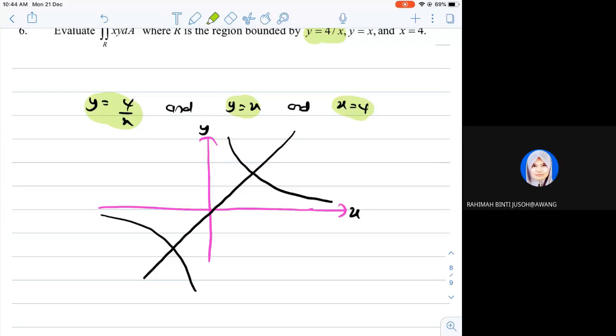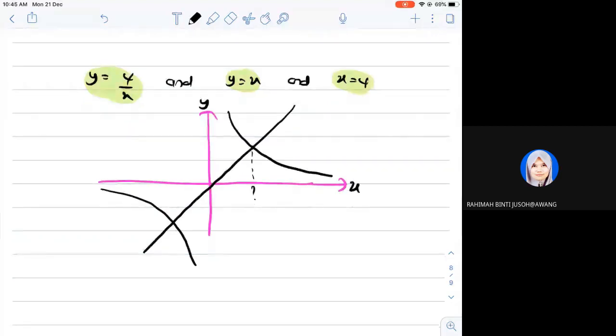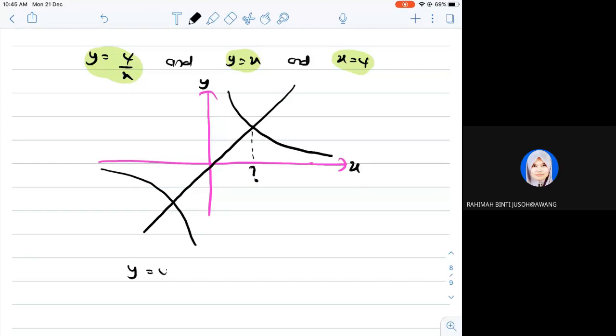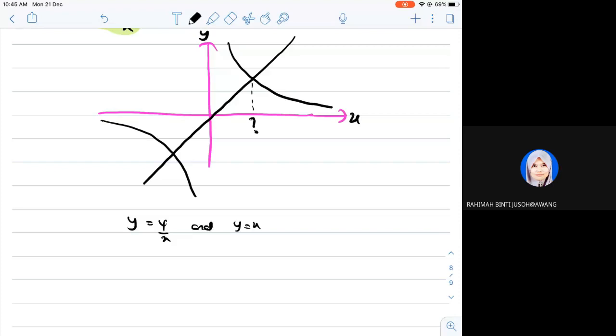Now we would like to know what's the coordinate here, before we can plot x equals 4. So in order to find the coordinate here, you have to equate these two equations. So y equals 4 over x and y equals x. So we will have 4 over x equals x.